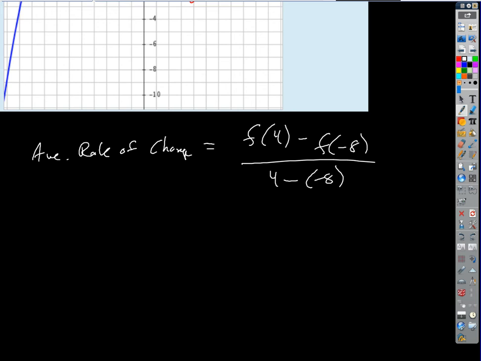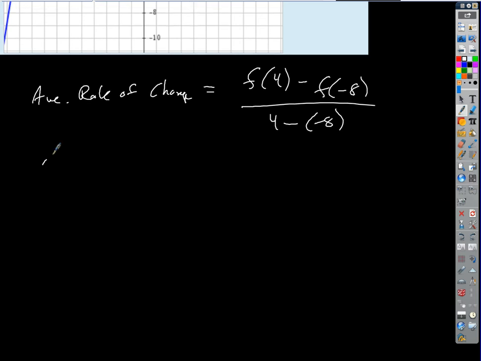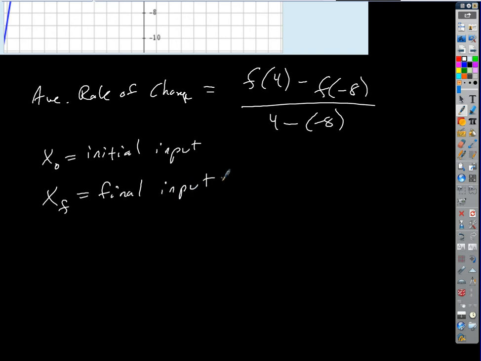But in general, if we're writing it as a function, the point I'm trying to make here is that this is how we look at an average rate of change as a function. If we say that x sub 0 is the initial input, and x sub f is the final input, whatever that might be, time, who knows what we're measuring with our function. It could be time in years, it could be the number of products sold. Some kind of an input to our function, right?